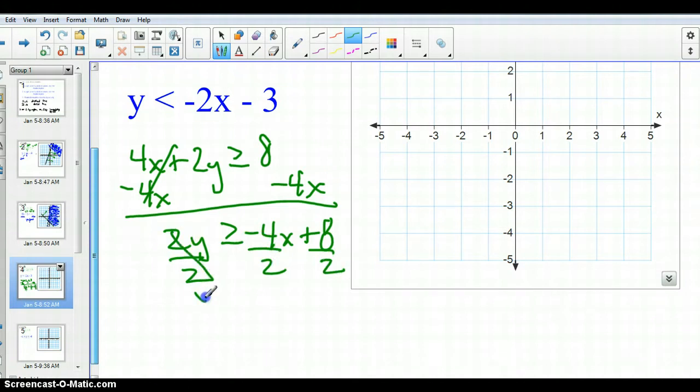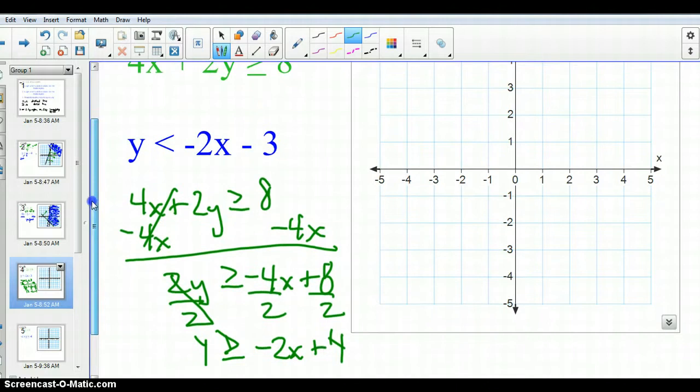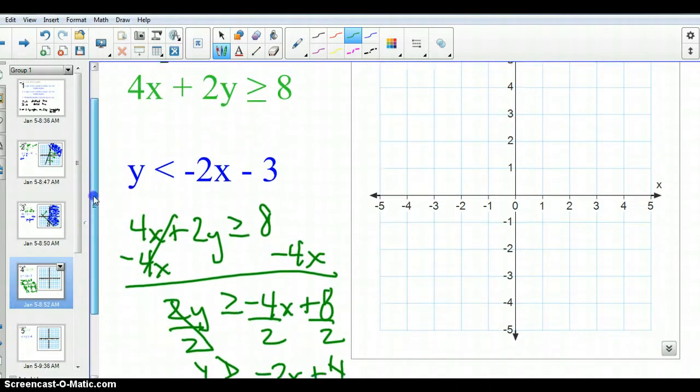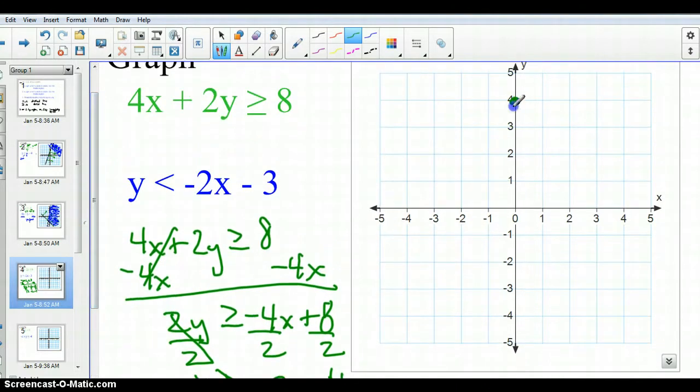So y is greater than or equal to -2x plus 4. So I can go ahead and plot that one, -2x plus 4. So plus 4 is up here. My slope is -2, so it's going to be going downwards, my whole line. So I go down 2 to the right one, down 2 to the right one.